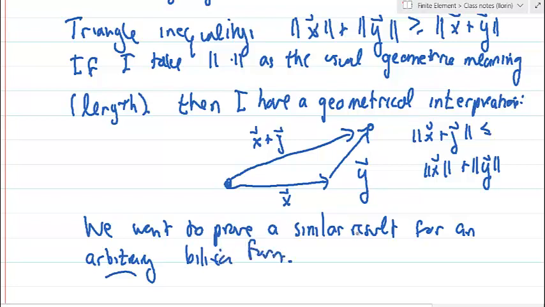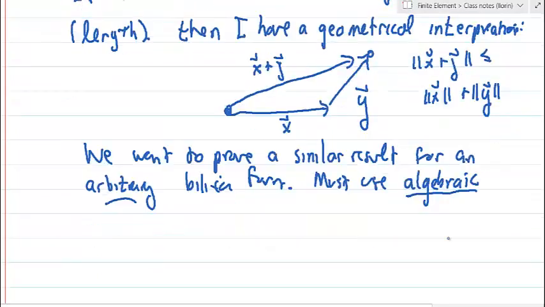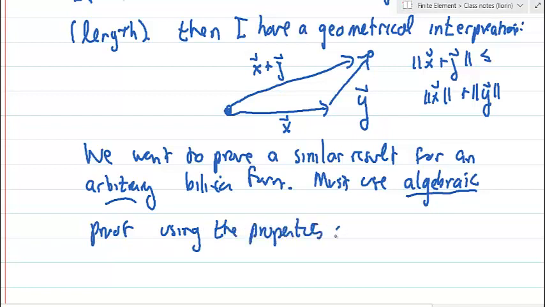Okay, since we're doing an arbitrary bilinear form, we need to use an algebraic proof. The proof has to be algebraic because we have defined the arbitrary bilinear form in algebraic terms. So you must use an algebraic proof using the properties of A. Now, what are the properties of A? The properties of A are as follows.